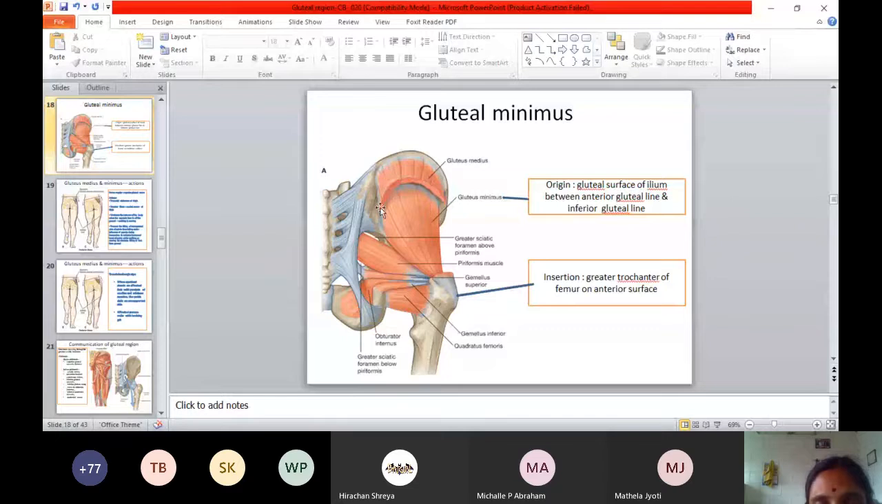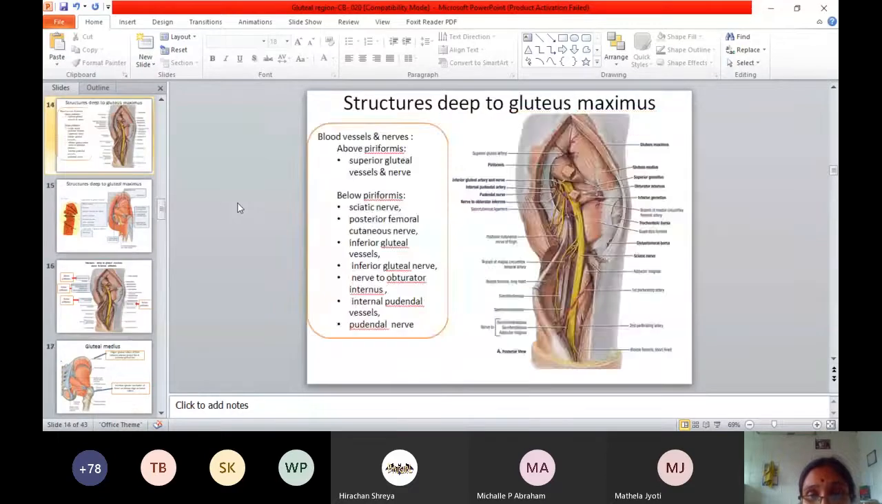After cutting the gluteus medius, you can see another muscle deep to it. This is gluteus minimus. The name is very easy to remember. Big is maximus, medium size is medius, and the smallest one is minimus. This is the origin of gluteus minimus, and it is also inserted into the greater trochanter. What is the origin? It arises from the gluteal surface of the ilium between the anterior gluteal line and inferior gluteal line. I'll show you again.